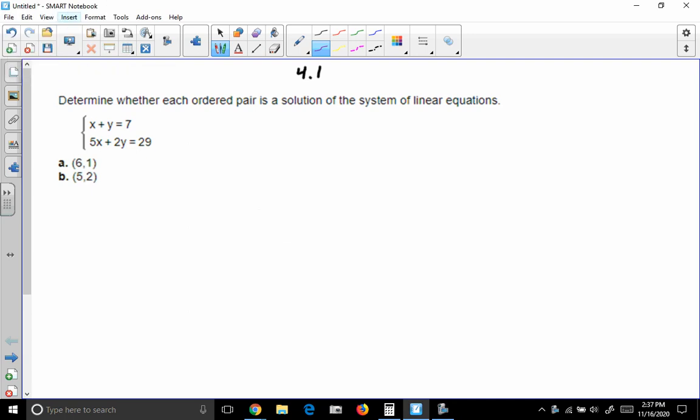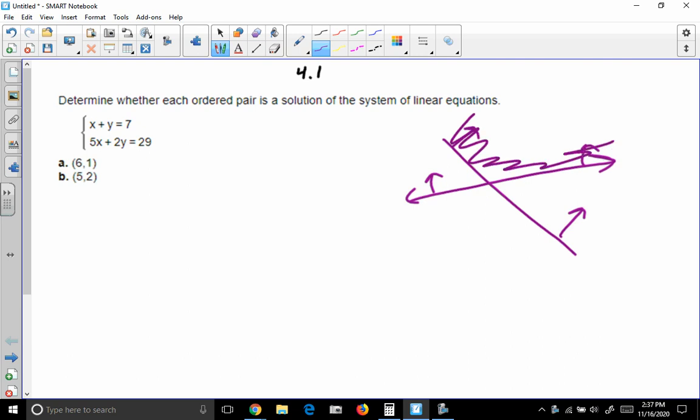In the previous section, we looked at systems of inequalities. To be a solution to a system of inequalities, a point had to work for both inequalities. We did some highlighting. We would draw a line, highlight one side of it, draw another line, highlight one side of it, and wherever they intersected, those were our solutions. Those were points that worked for both inequalities.